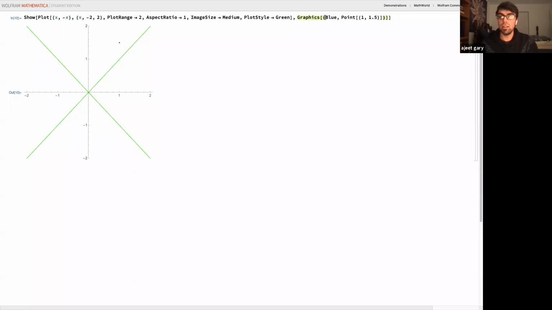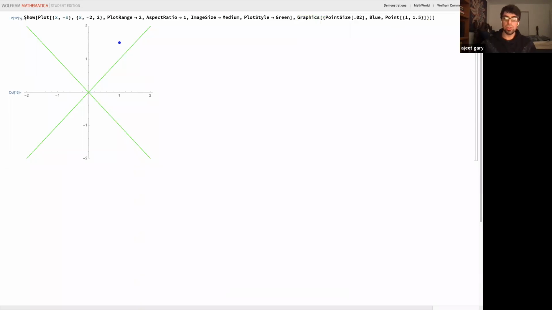Blue, and so graphics just takes this list of commands. It's as simple as you could possibly imagine. It just takes a list of commands, and then it executes those commands in order. Okay, so they try to make it simple. Okay, so we have 1 point.